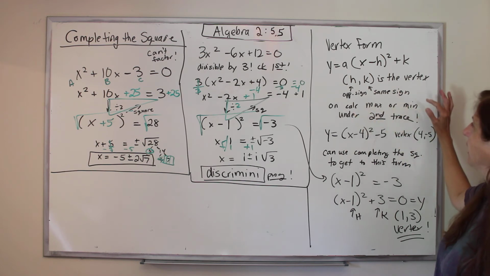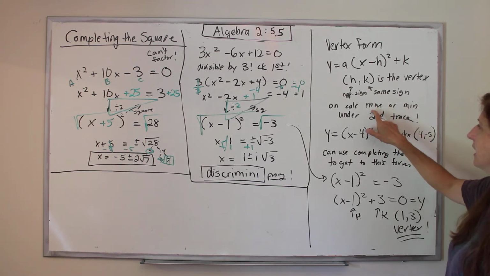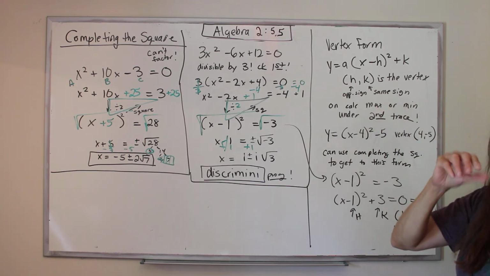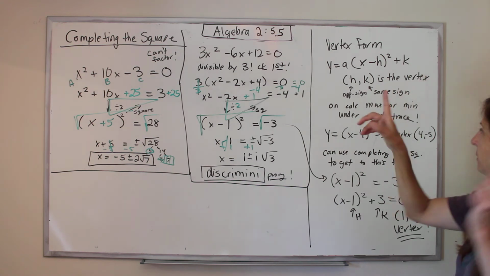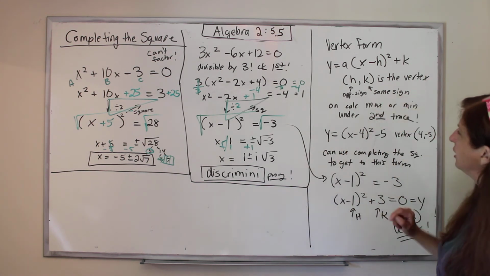On a calculator, you can get the vertex off of your graph by doing second trace and selecting maximum or minimum. If the parabola goes up, you need a minimum. If the parabola goes down like a mountain, you need a maximum.